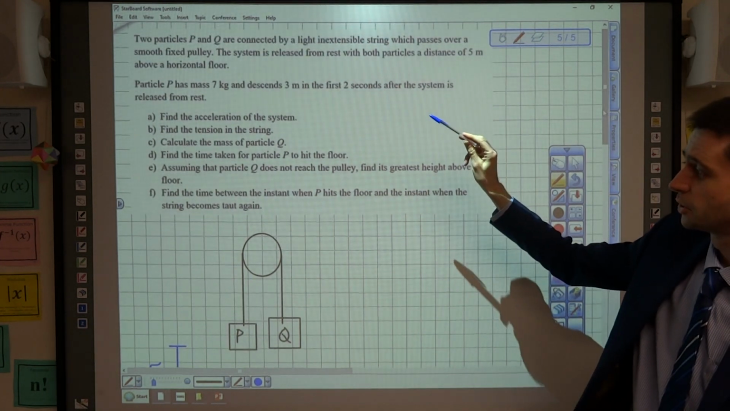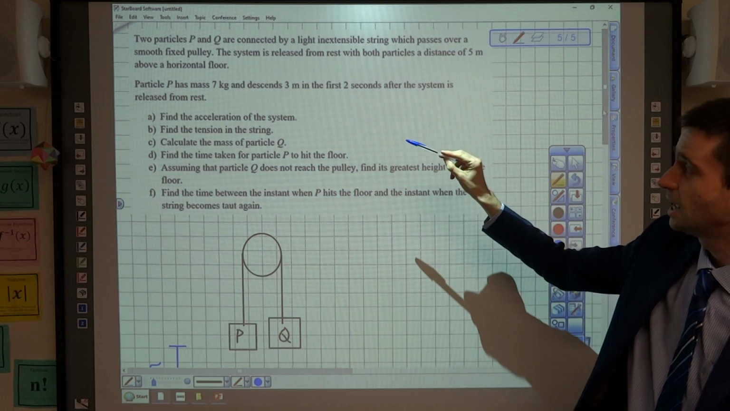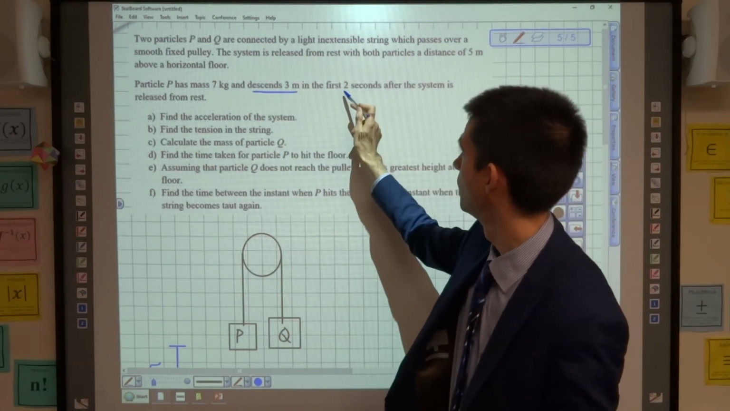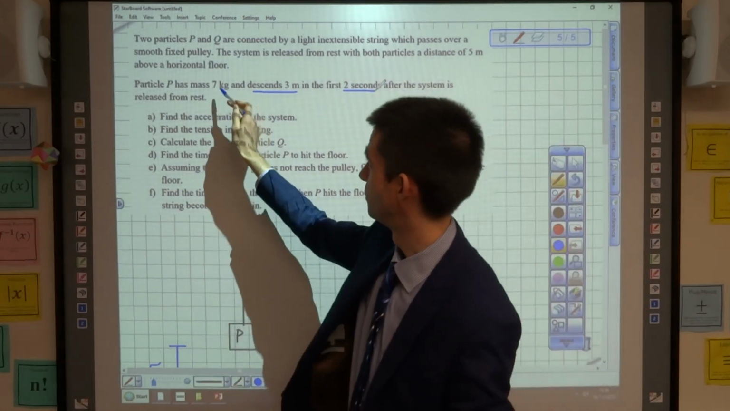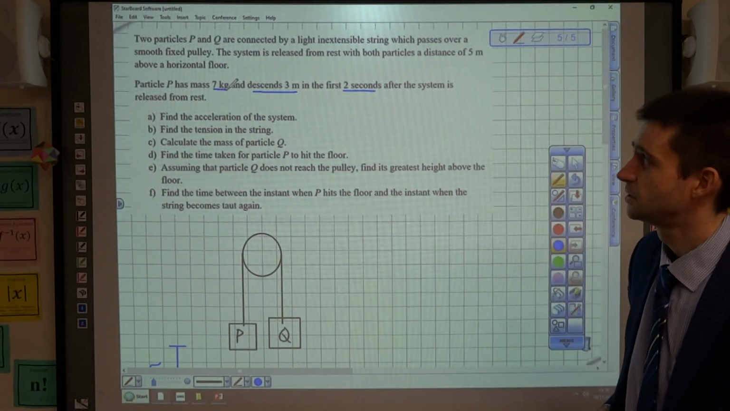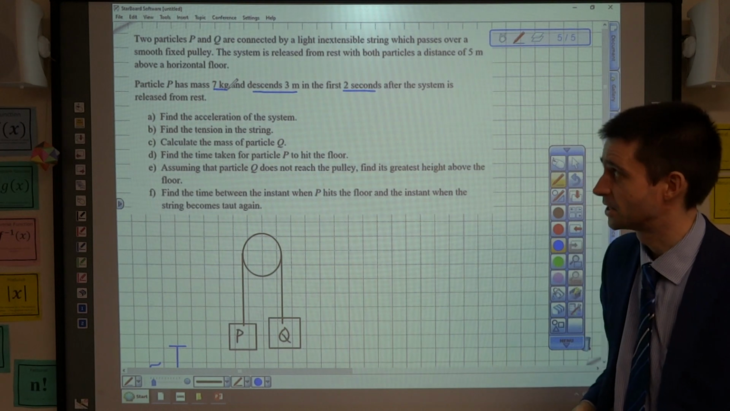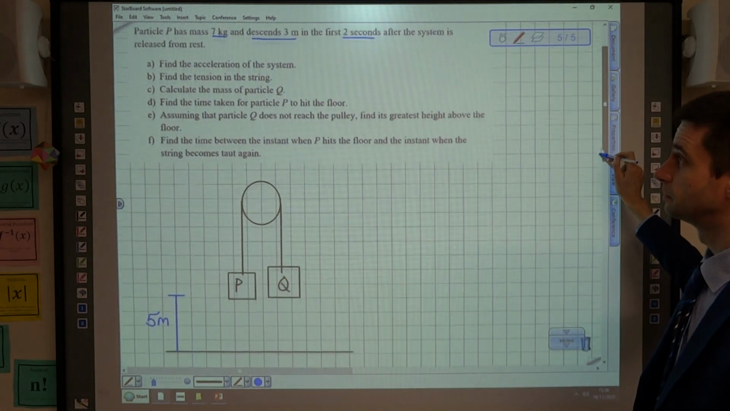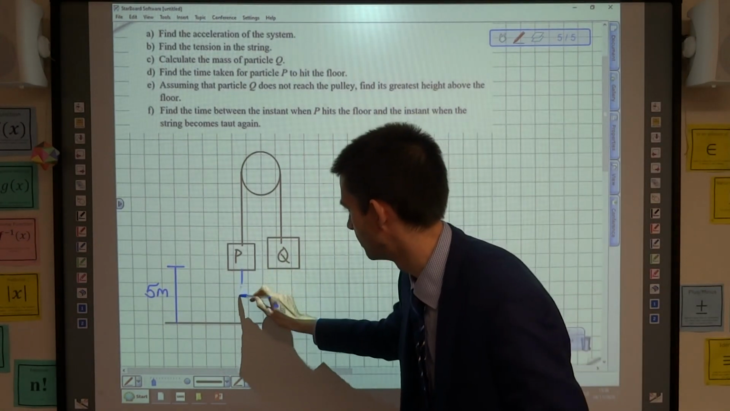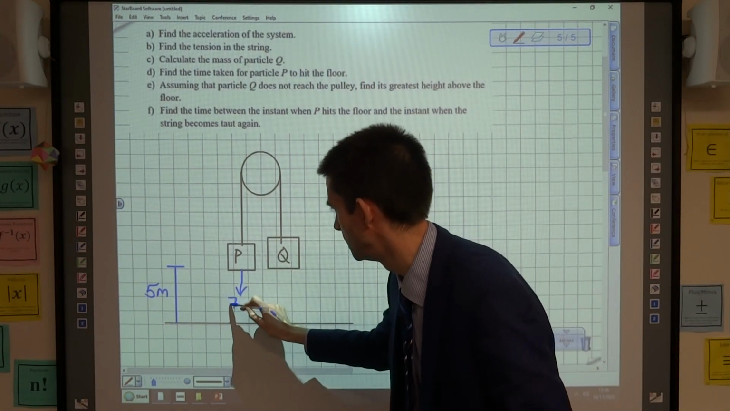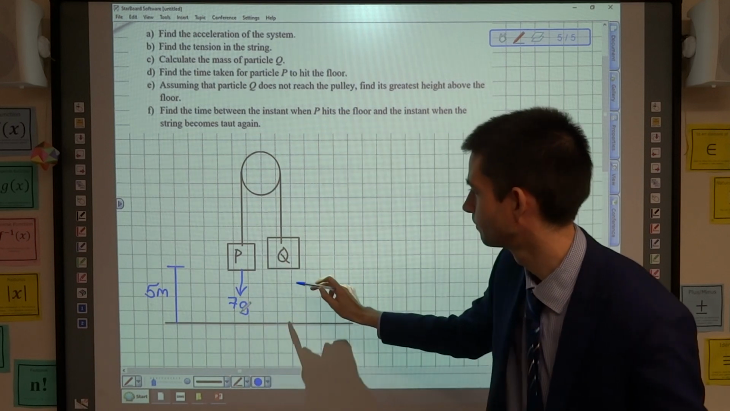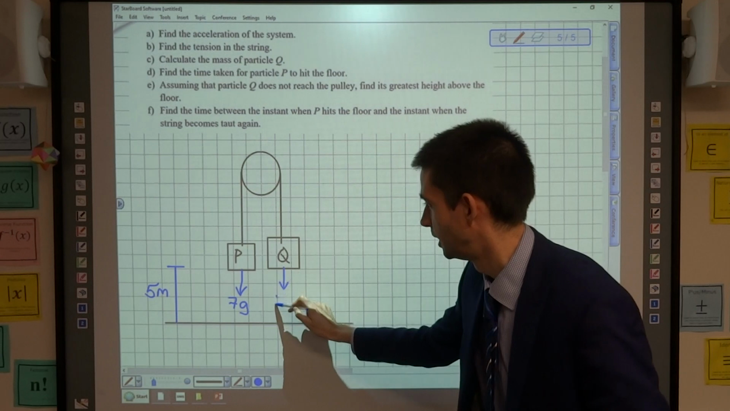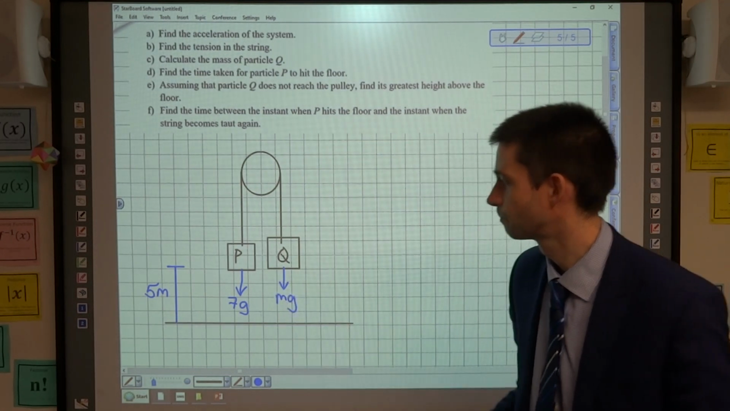I'm then told that particle P has mass 7 kilograms and descends 3 metres in the first 2 seconds after the system is released from rest. So we've got 7 kilogram mass there. I'm going to label that onto my diagram with some forces. If the mass of P is 7 kilograms, then this force here is 7g. We do not know the mass of Q, so we're just going to label this as mg.